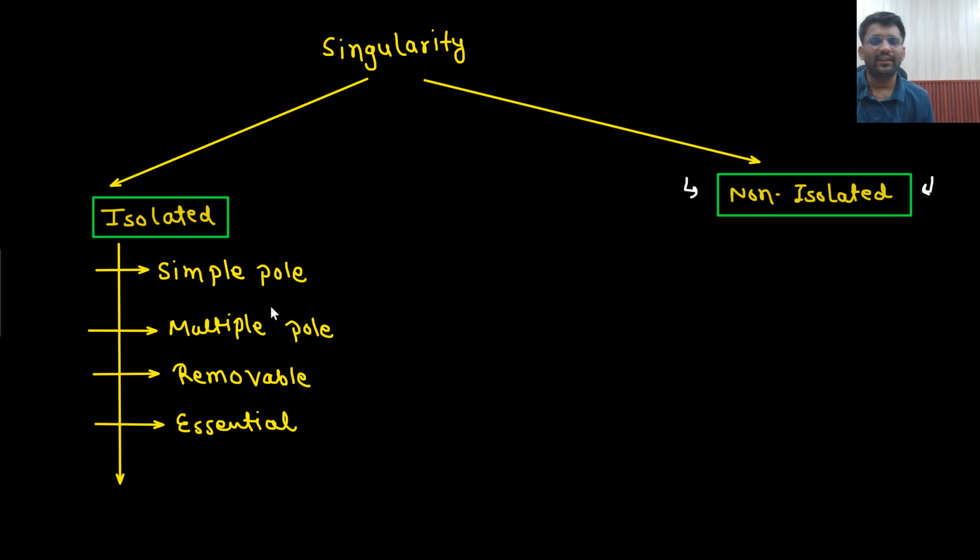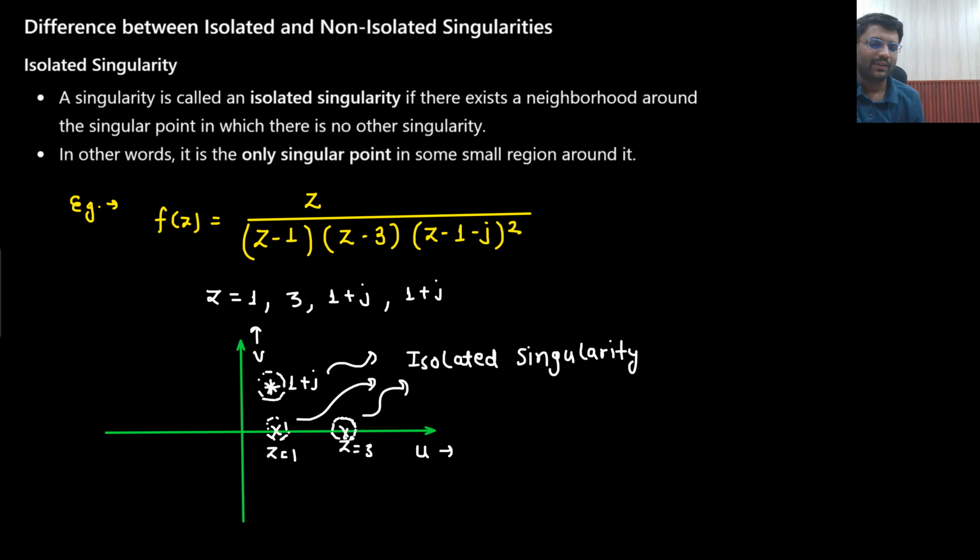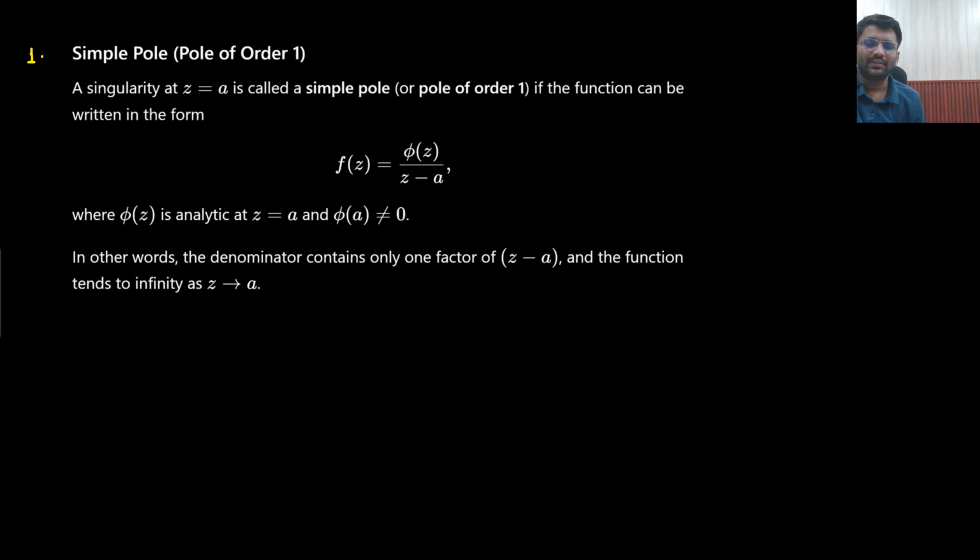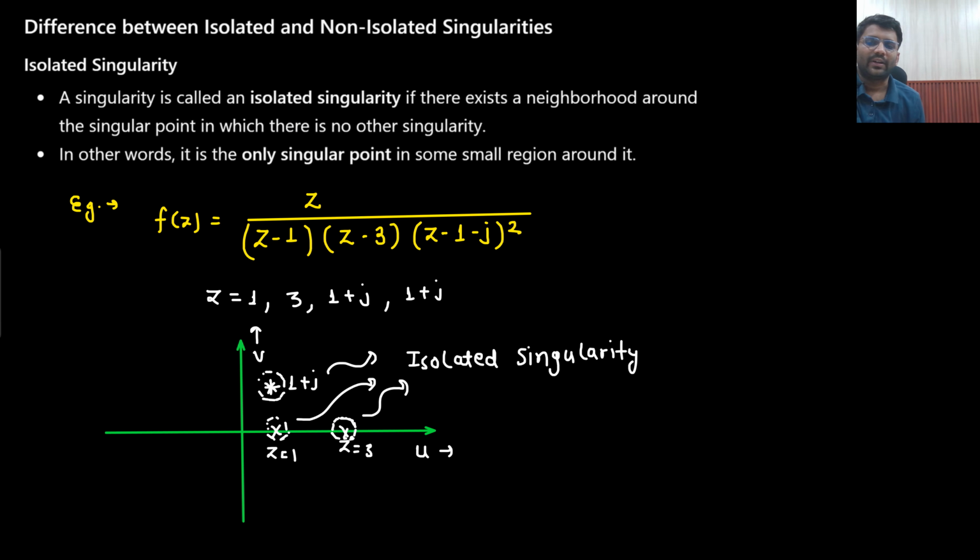Why is that so? Because we will always talk about isolated singularities only. We are not going to talk about non-isolated singularities. So I will simply say simple pole singularity, multiple pole singularity, removable singularity, essential singularity. Okay. So we will do the discussion for the next 30 minutes on these types of singularity.